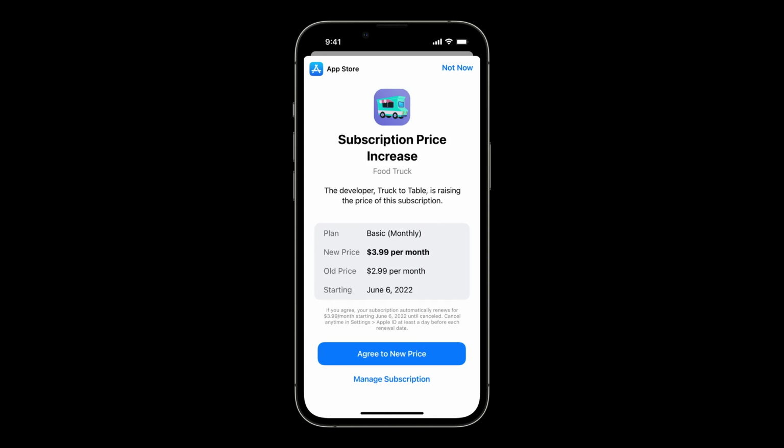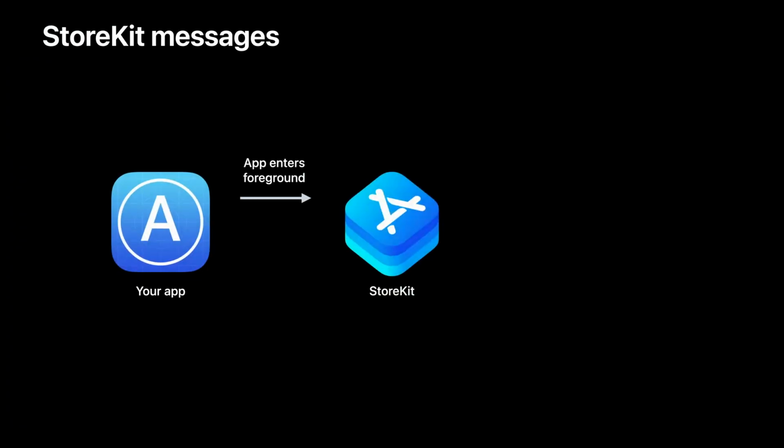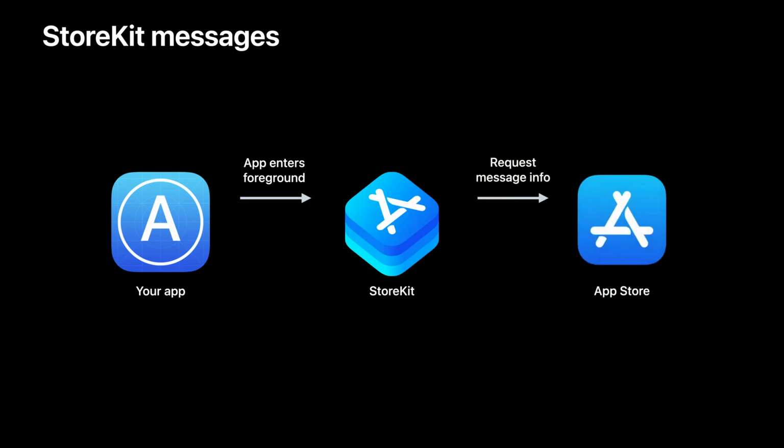Let's review this. The entire process starts with your app. When your app enters the foreground, StoreKit knows to check if there are pending messages to display. And if there are, StoreKit checks in with the App Store. The App Store returns information about the message to StoreKit. At this time, StoreKit checks whether your app is set up to receive messages. You can do this by setting up a message listener in your app, which I'll get into shortly. If your app has set up a message listener, StoreKit sends information about the message to your app.